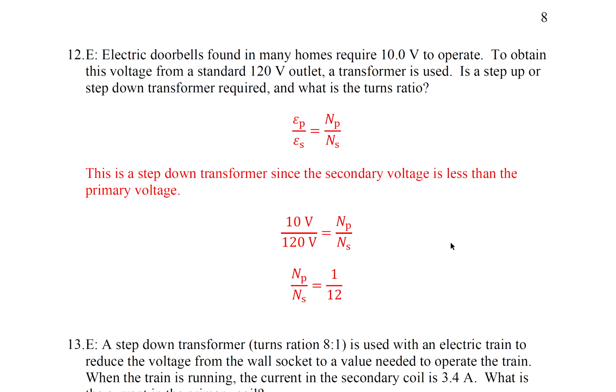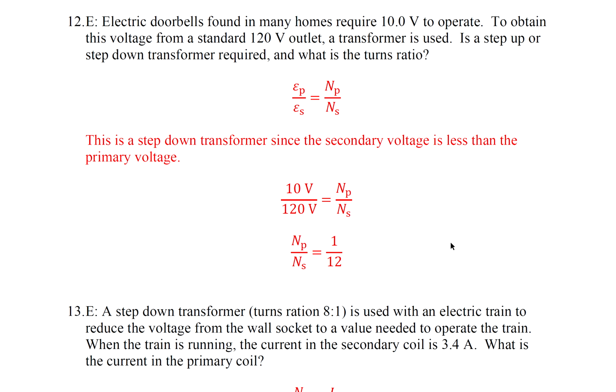Question 12. Electric doorbells found in many homes require 10 volts to operate. To obtain this voltage from a standard 120 volt outlet, a transformer is used. Is a step up or step down transformer required, and what is the turns ratio? Well, this is a step down transformer since the secondary voltage is less than the primary voltage. And the turns ratio is N sub P divided by N sub S.